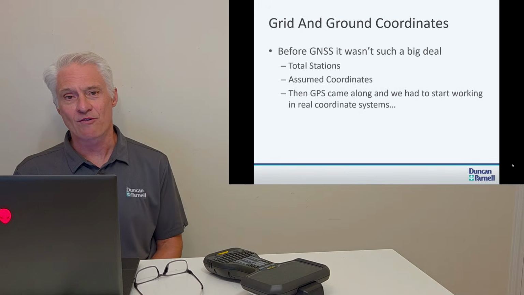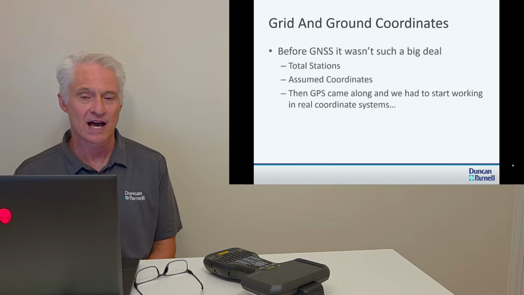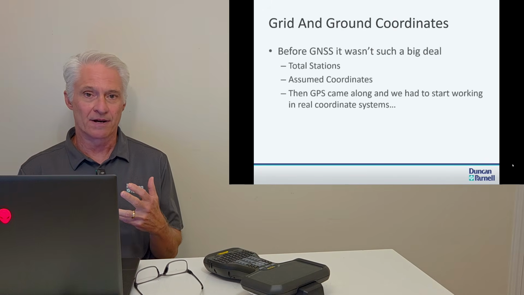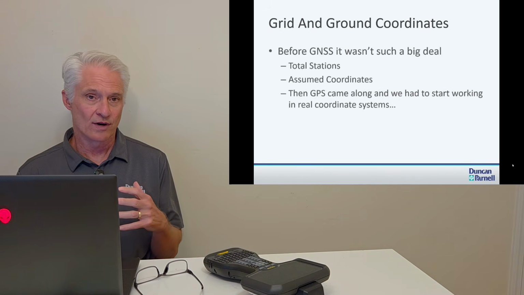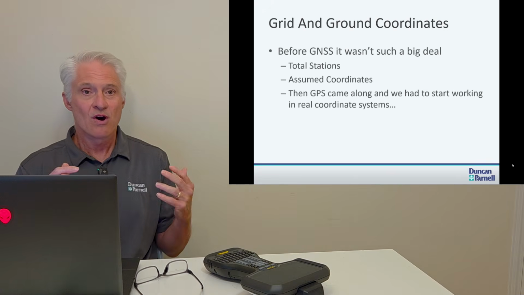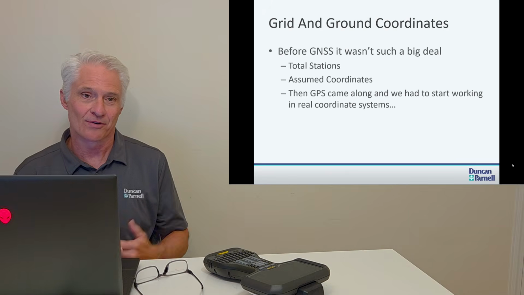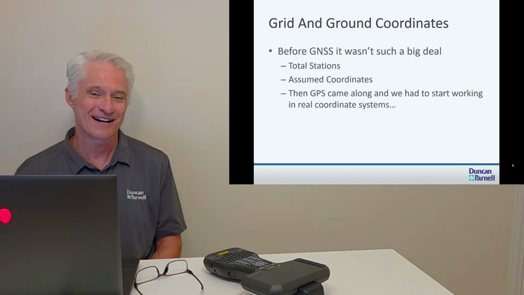Okay, so grid and ground coordinates, like I said, this is a subject that comes up in our support queue a lot. People asking about how to set up Trimble Access or set up Trimble Business Center to be able to work with coordinates that are in a grid system or get ground distances while they're working in a grid system, right? And some people don't even know there's a difference, okay? That comes up every now and then too.